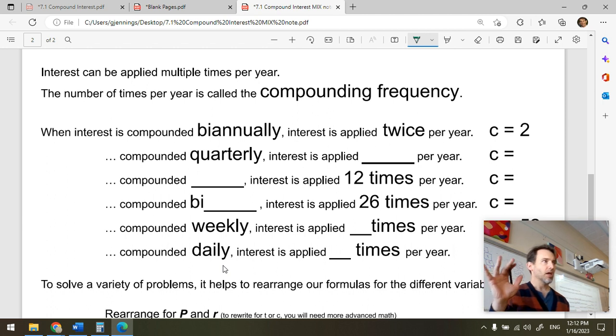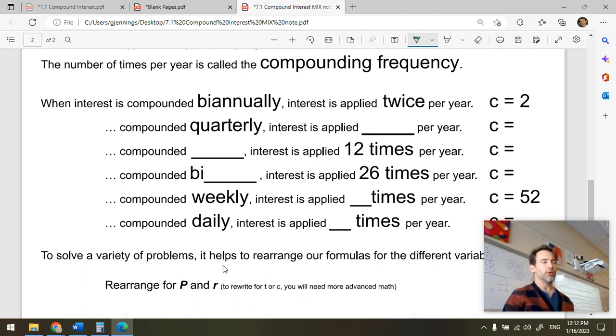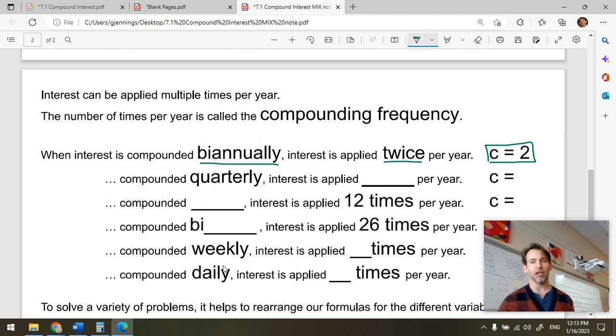Now, another thing that we often do in our society is apply interest more often than once a year. If your investments are in the stock market, they can be going up and down every second. So when you have a regular period of time that's applying interest, we have a different vocabulary for those different periods. So let's take a look at the vocabulary here. The first one, if interest is compounded biannually, interest is applied twice per year, and then you have a C value of 2. So that would go into this formula.